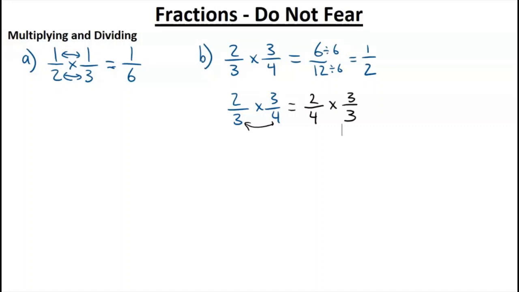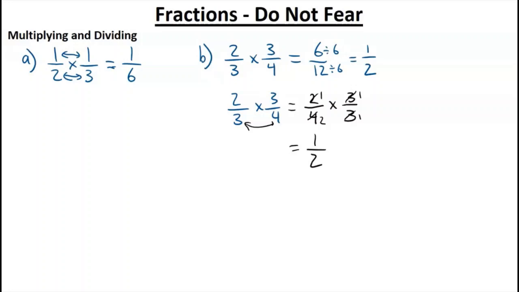Do you see anything yet? Well, 2 over 4 simplifies, doesn't it? 2 divides into both this and this, so that becomes 1 over 2. And 3 over 3, well, that's just 1 over 1, which is 1, right? And so then we go 1 times 1 is 1. 2 times 1 is 2.